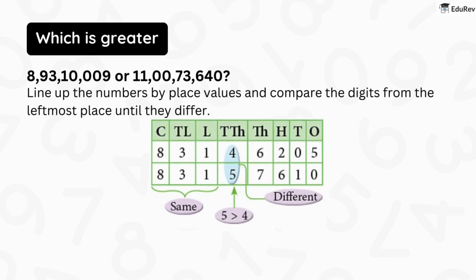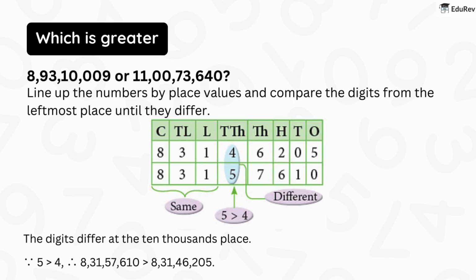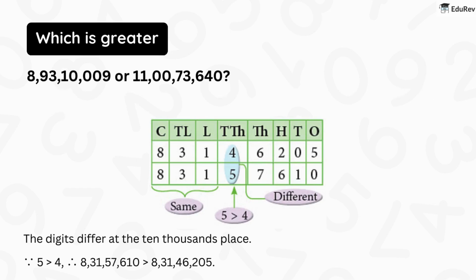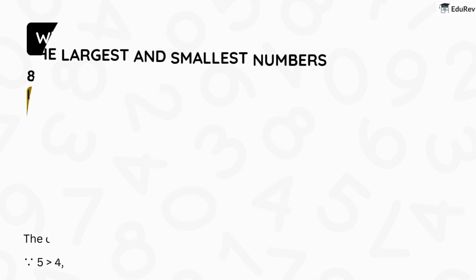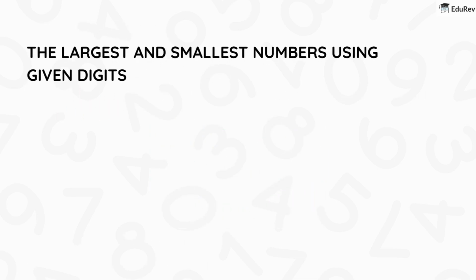Now, let's compare two more numbers. 83157610 and 8314605. We line up the numbers by place values and compare the digits from the leftmost place until they differ. We can see that the digits differ at the 10,000 place, with 5 being greater than 4. Therefore, 83157610 is greater than 8314605.